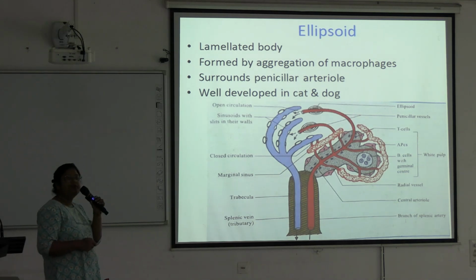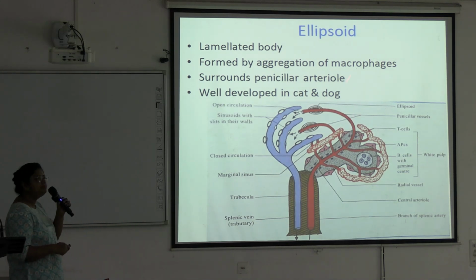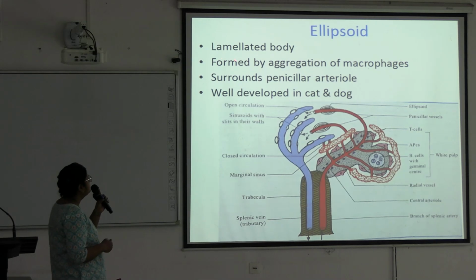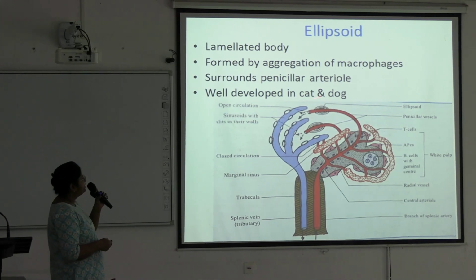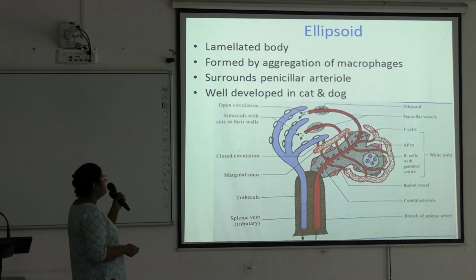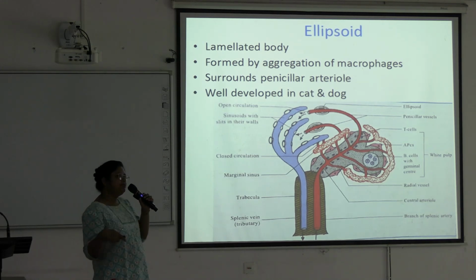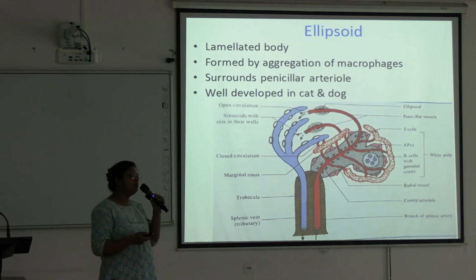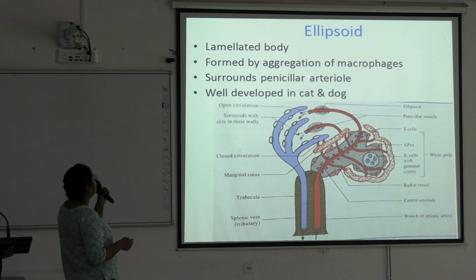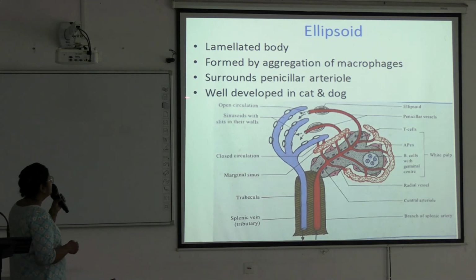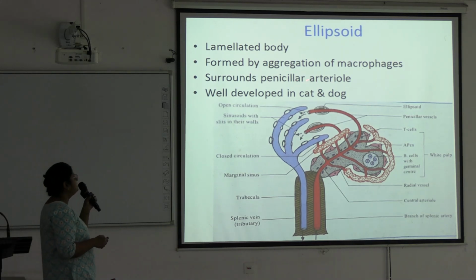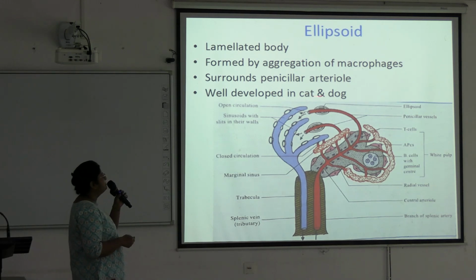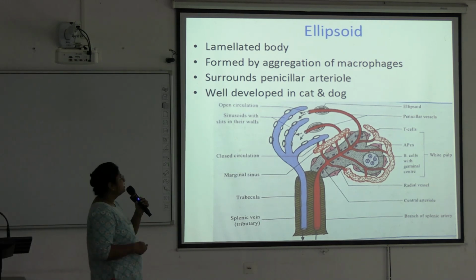Ellipsoid. What is ellipsoid? These terms are sometimes asked. Ellipsoid is a lamellated body here. They are formed around the penicillar arteries. A periarteriolar lymphatic sheath is formed around the central arteriole. So ellipsoid is formed by aggregation of macrophages, surrounds the penicillar arteriole, and they are well developed in cat and dog. Okay. Next.